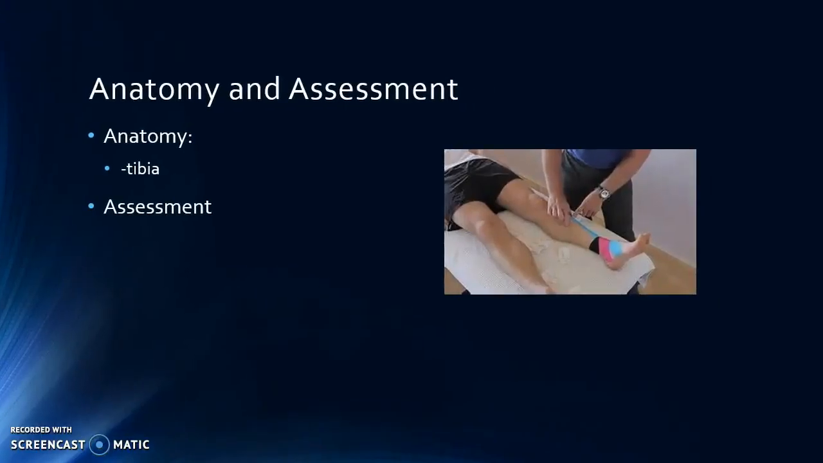Anatomy and assessment. There are 4 grades of pain that can be attributed to medial tibial stress syndrome. Grade 1, pain occurring after activity. Grade 2, pain occurring before and after activity, but not affecting performance. Grade 3, pain occurring before, during, and after activity and affecting performance. And grade 4, pain so severe that the activity is impossible.